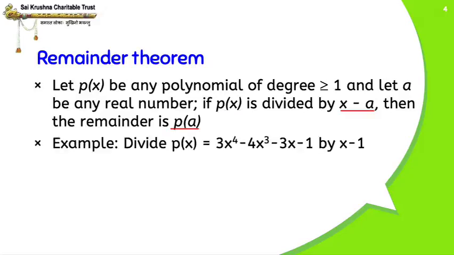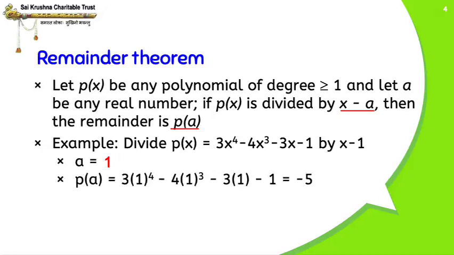For example, consider the division of p of x, given here in the specific example, by x minus 1. What is the value of a here if we want x minus a to be x minus 1? a should be equal to 1. Without performing division, we can find out what the remainder would be by computing p of a, in this case p of 1.